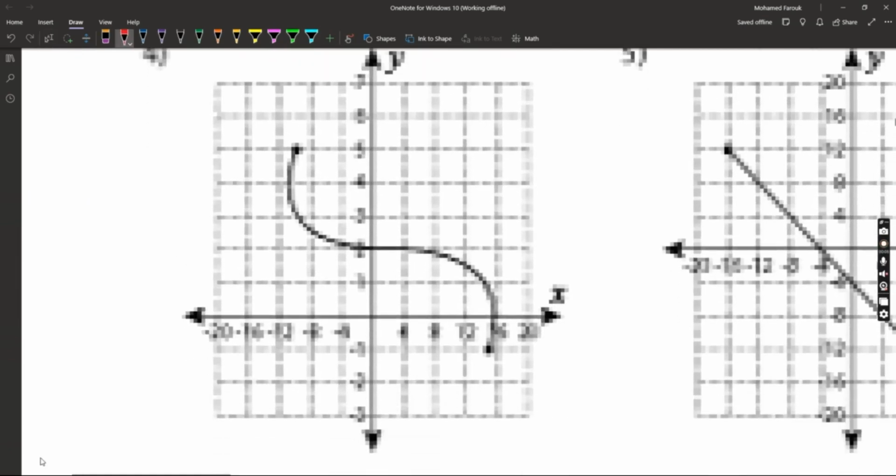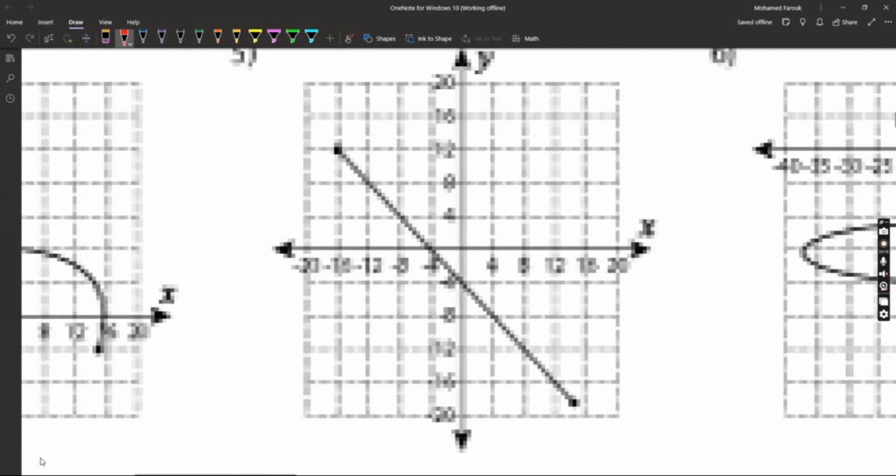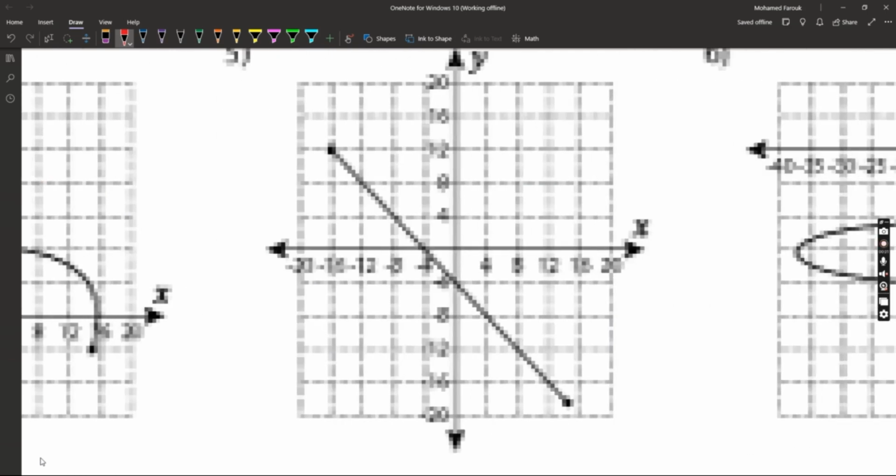Okay, we have this curve and we need to determine if it is a function or not. We see a vertical line that intersects the curve two times, so this one is not a function. Next one, this one is a function because I cannot find any vertical line that intersects this curve at 2 points or more, so it's only 1 point. So this one is always a function.